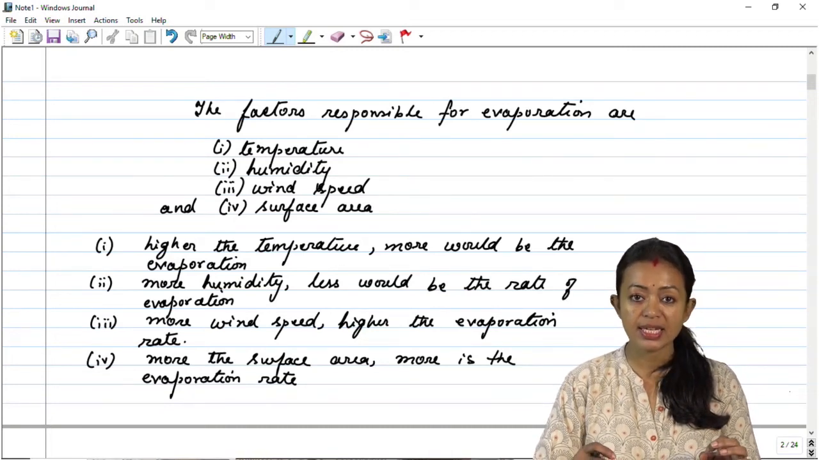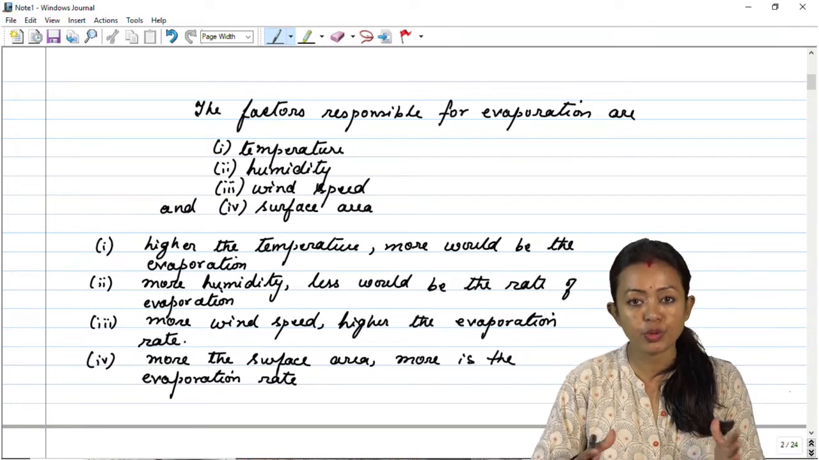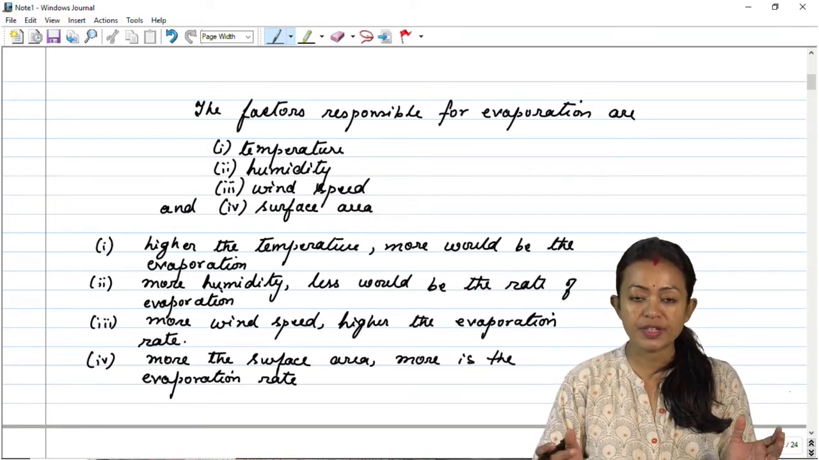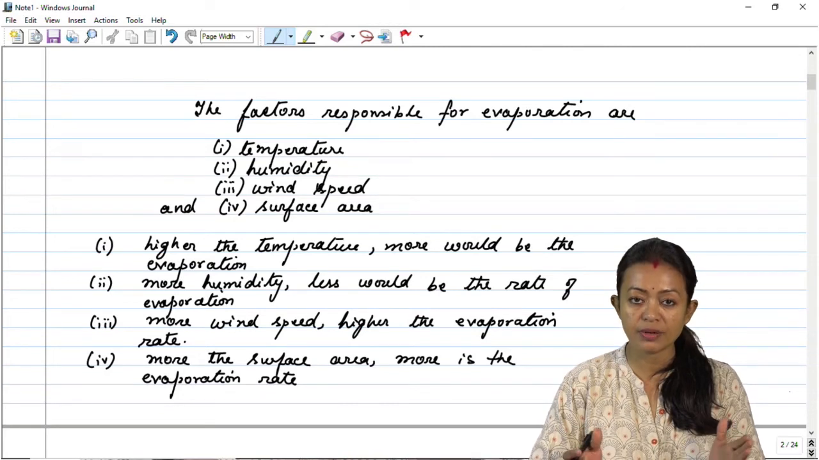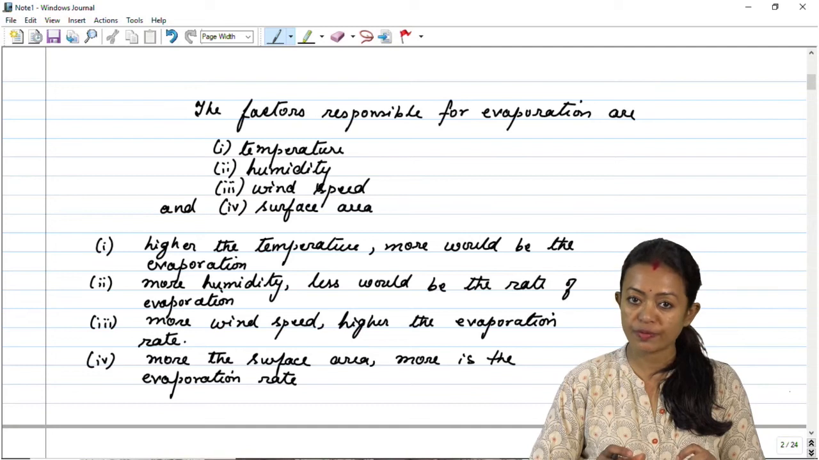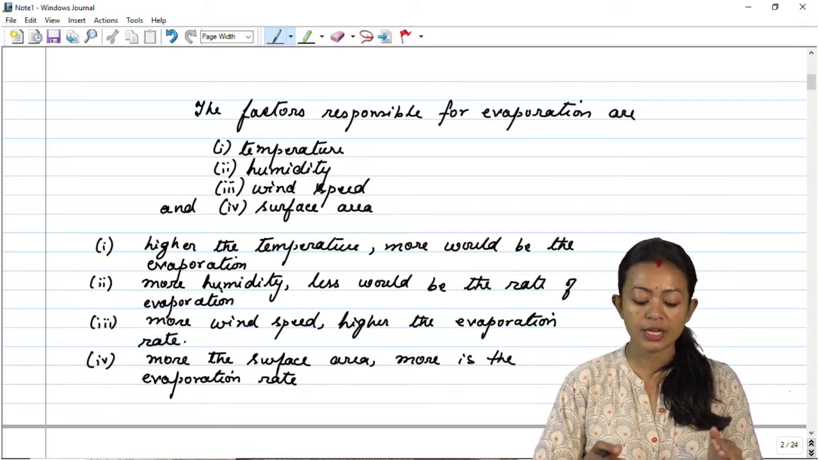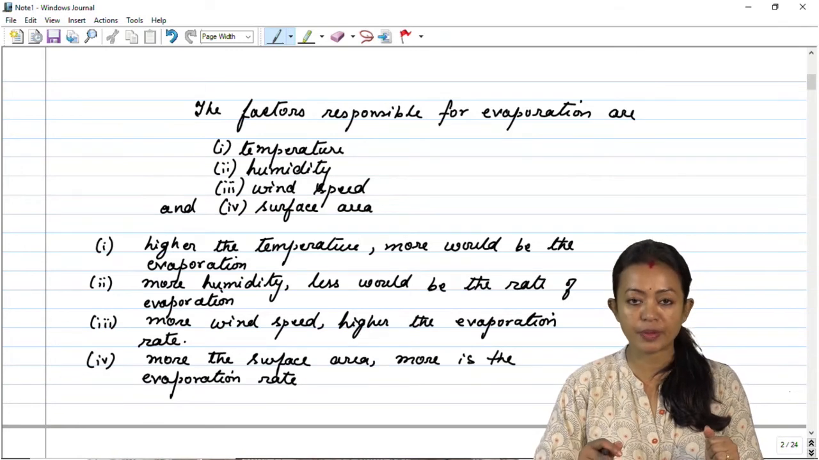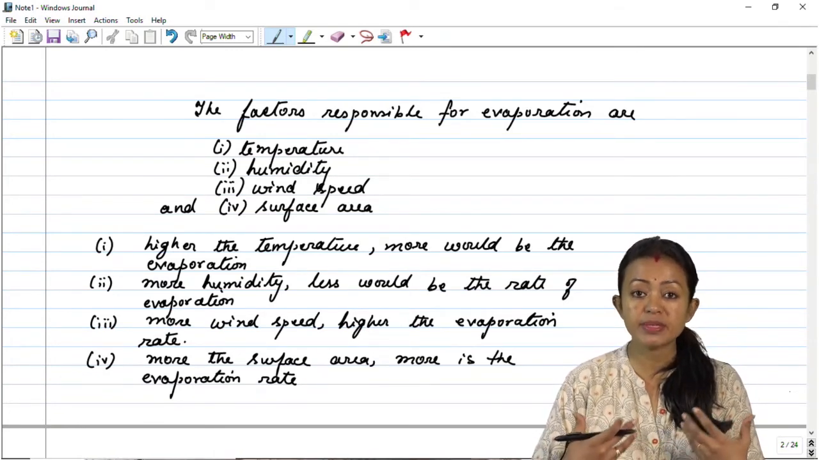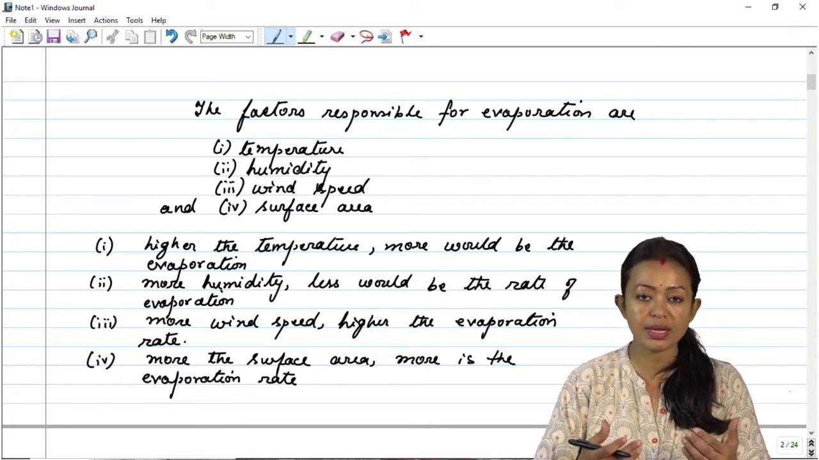And the last, surface area. The more the surface area, the rate of evaporation would also increase. But if the surface area is less or reduced, then the rate of evaporation will also be very slow or will also reduce. So I hope these different factors responsible for evaporation are clear. And it becomes more clear to you when you try to recollect some of the examples, some of the phenomena that you see in and around us.